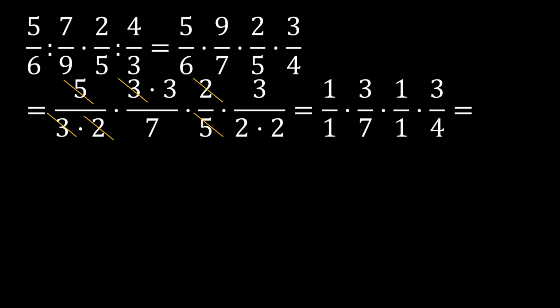Now multiply everything across. 1 times 3 times 1 times 3 equals 9. 1 times 7 times 1 times 4 equals 28. The final result is 9 over 28.